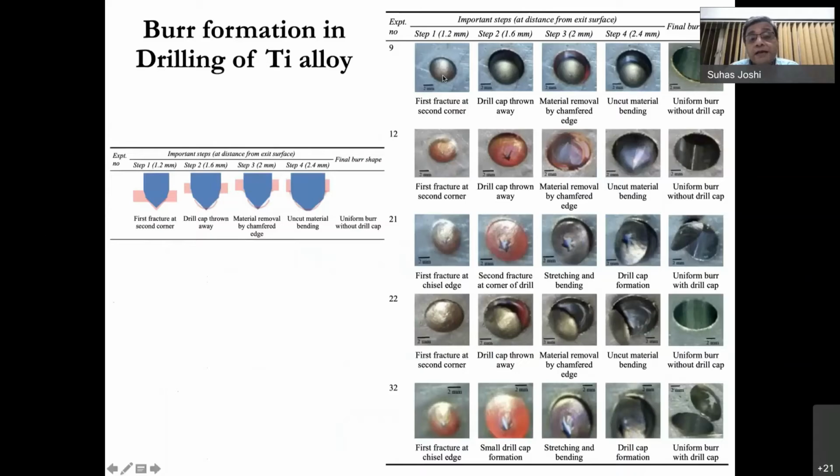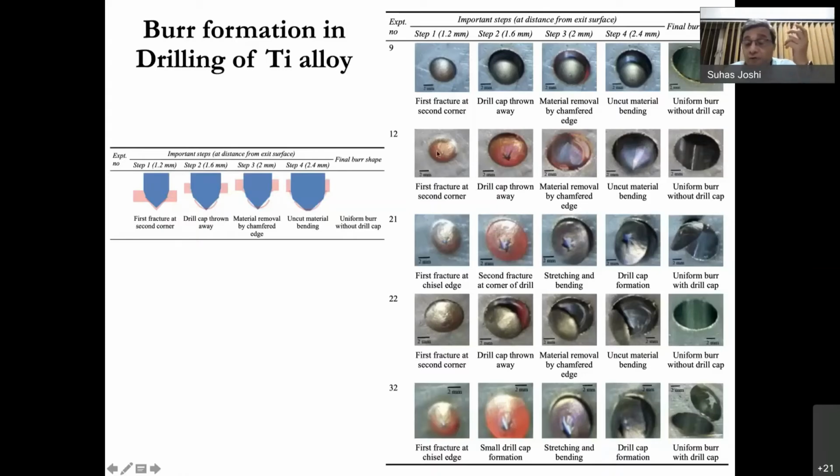What happens here is that the chisel edge being smaller in length, it doesn't pierce the cap now. The cap entirely remains intact, to the extent that the cap comes out from the body completely and remains intact. In the process, you will find that the burr formed on the hole is also uneven, but it is much smaller as compared to the earlier holes.